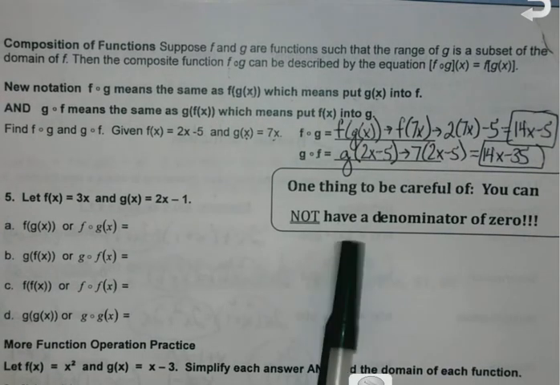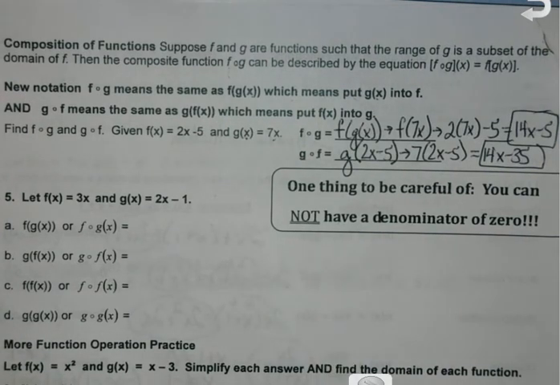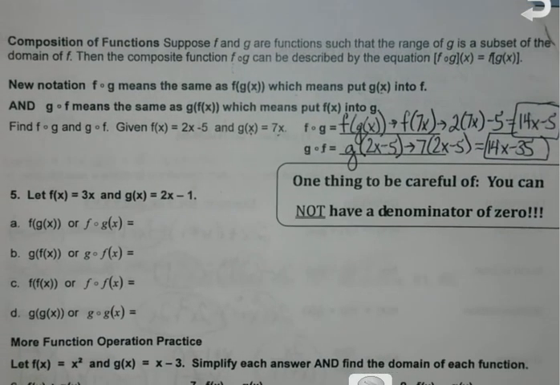And we've got to just keep getting the reminder in. When we get into anything that's fractional, remember, can't have a denominator of 0. That's going to restrict my domain a little bit.